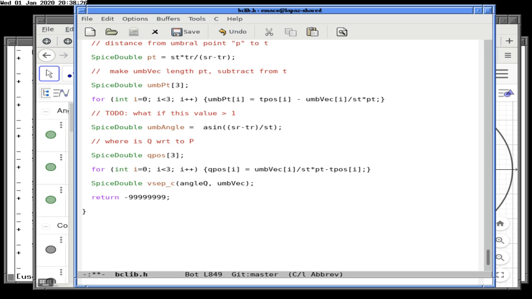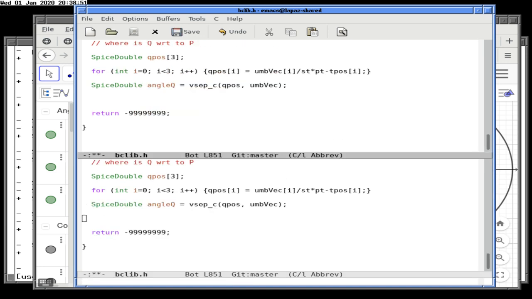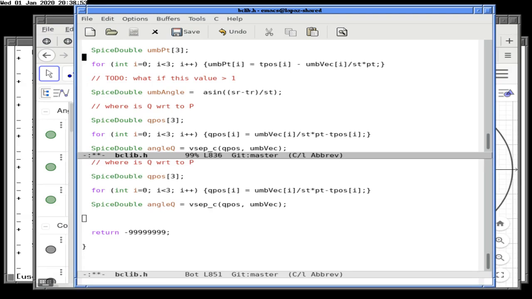So it'd be nice if we assigned this a name. It's actually the separation between Q pause and this, and we want to give it the name angle Q. Okay. So the odds that this is going to work are so close to zero that I wouldn't even give you odds. So now we're going to try printing these out, doing some common sense testing now.